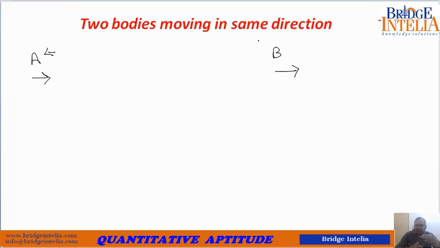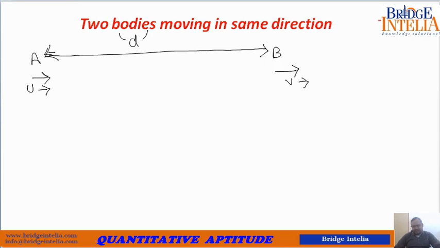That means before their movement begins, or before you try to analyze their movement, there must be some gap between them. If they are standing at the same place, there is no gap, then there is no concept of chasing or meeting. So there has to be a gap. That gap is the initial distance. So let the initial distance be equal to d. Same concept, let the speed of A be equal to u, speed of B be equal to v.